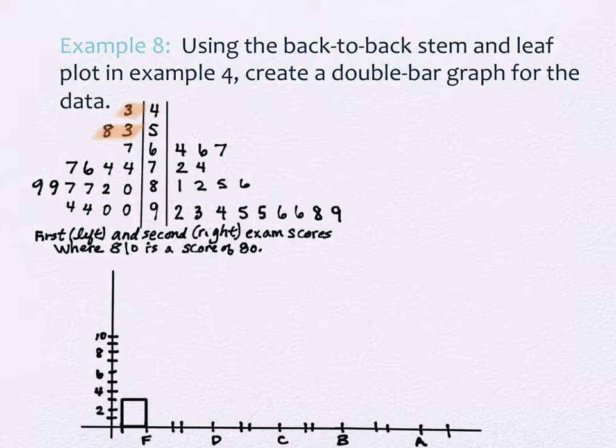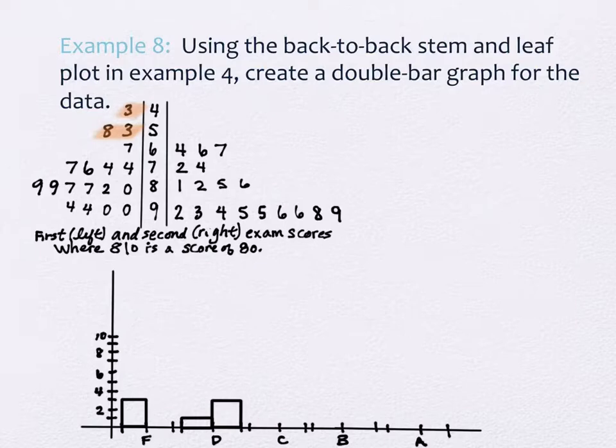How many F's were there on the second exam? None, so I don't need a bar there. Just leave it blank. How many D's were on the first exam? Just 1. Yep, just 1. So we'll make a bar of height 1. How many D's are on the second exam? 3. And so right next to it, touching it, I will make a bar of height 3. Should be the same height as the other bar of height 3, obviously.